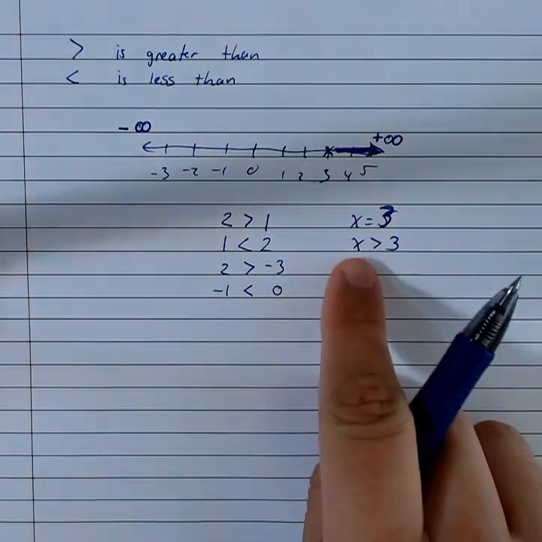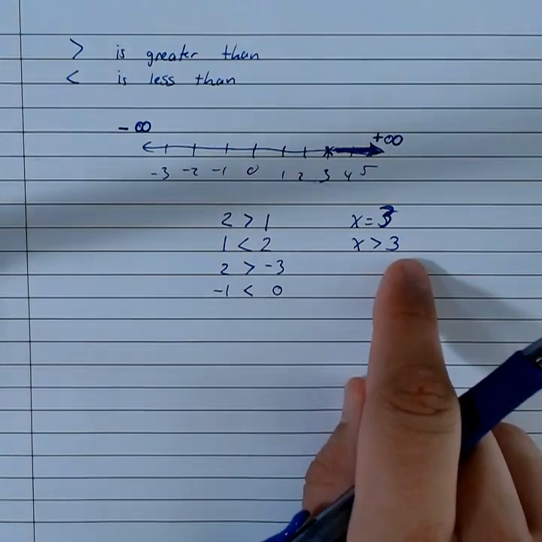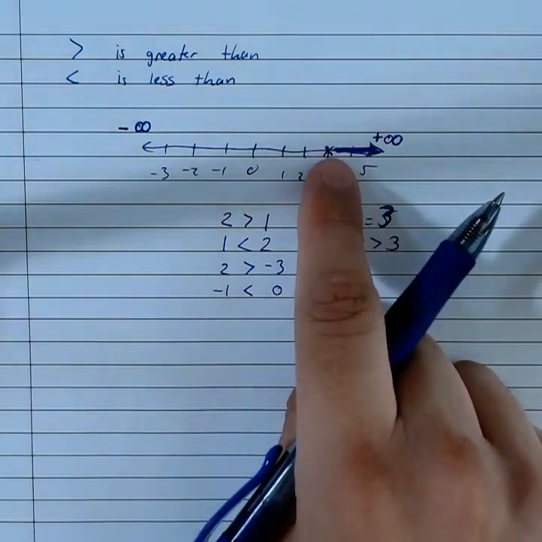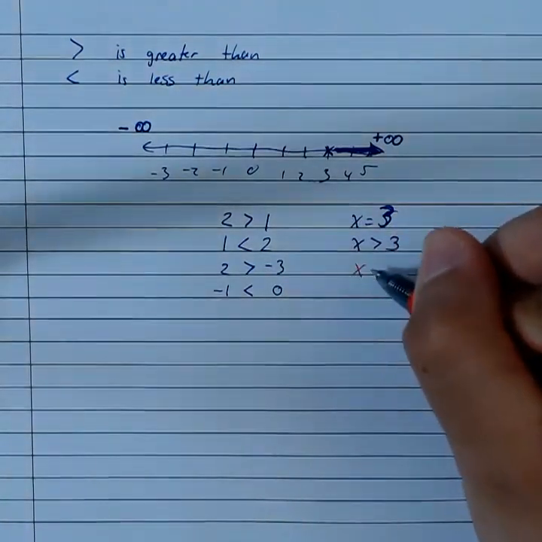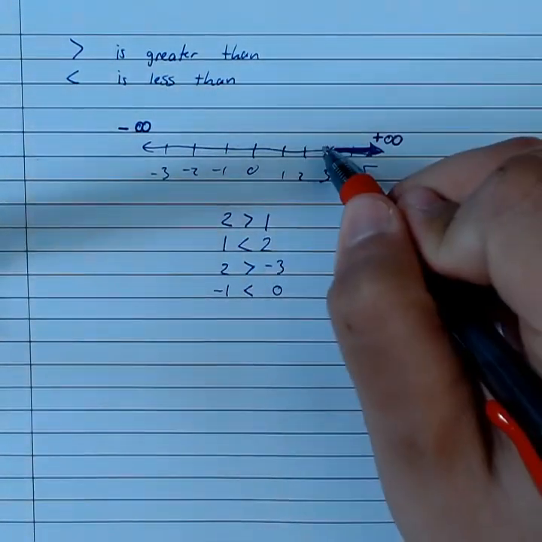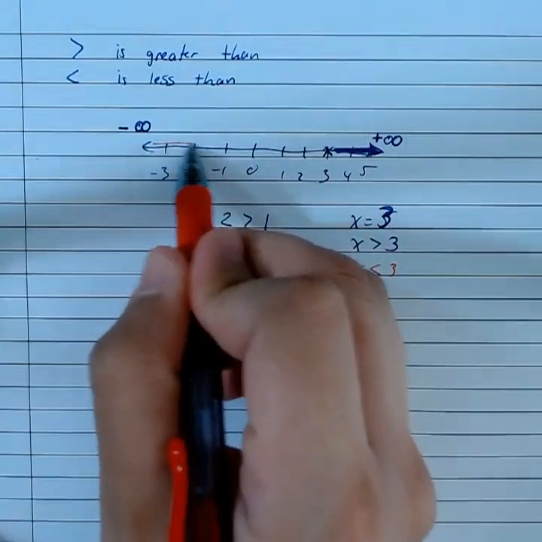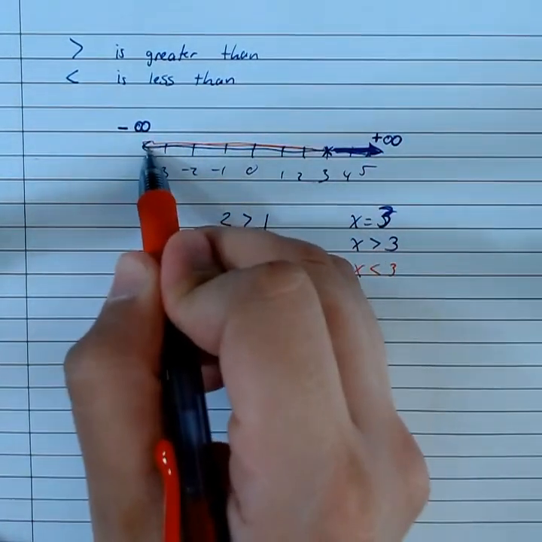So here, when we say we want all the numbers that are greater than 3, that means we want everything from 3 to the right forever. On the other hand, if I were to say I want x is less than 3, that would mean I want all the numbers from 3 to the left, going to negative infinity.